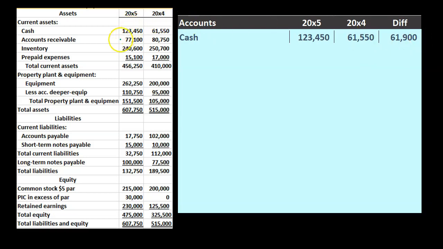So then we're just going to go to accounts receivable, same thing. We're just going to pull these over into our worksheet. The 180,750, 2000 X4 and X5. If we subtract the two out, then we're going to add the difference here, and that's going to be 3,650. In this case, of course, it went down. We decreased in this account.